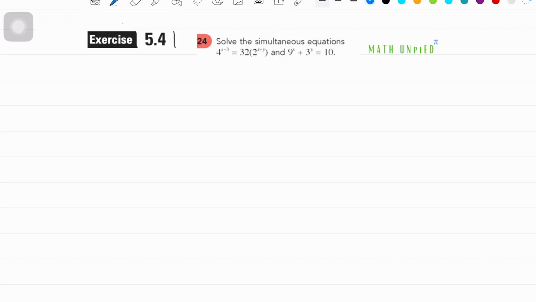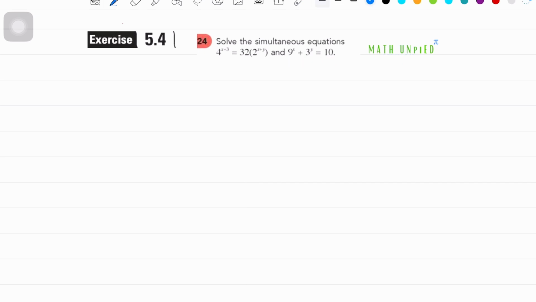Now let's move on to sum number 24. Solve the simultaneous equations. The first equation is 4 raised to x plus 3 equals 32 times 2 raised to x plus y. And the second equation is 9 raised to x plus 3 raised to y equals 10.